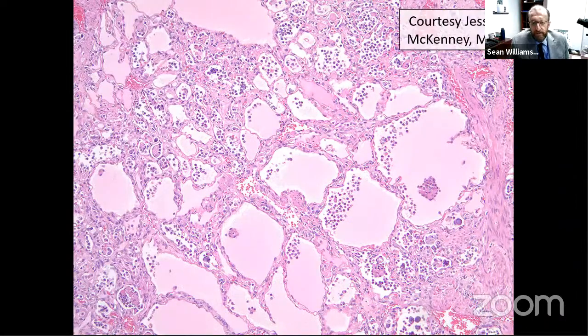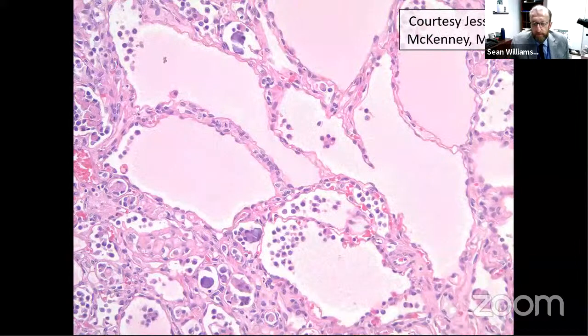So I'll show a couple of examples here that were kindly shared with me by my colleague Jesse McKinney. Here you can see these follicular-like spaces that are filled with various cells, inflammatory cells, and calcification. Some of them have a hint of structures that are reminiscent of glomeruli within the cystic spaces. Here's another high magnification image showing some calcifications and small cells floating in the lumen of these spaces.